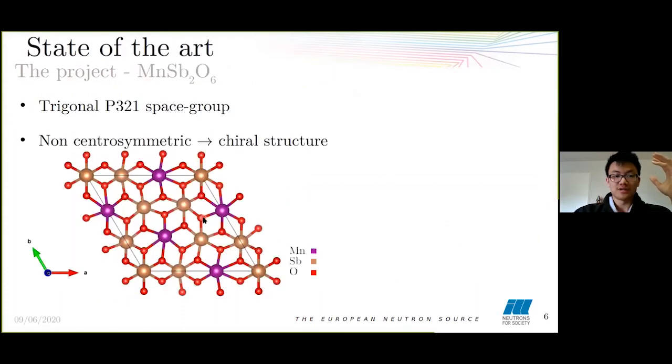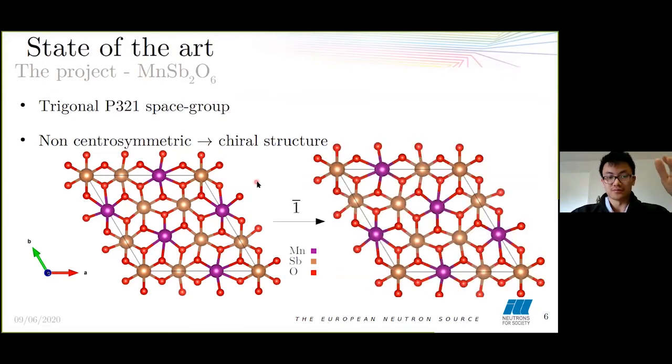Now, let me introduce you to the compound I'm working on. It is MnSb2O6. This compound crystallizes in the trigonal P3_1 space group. So you can see the unit cell of this compound here. It is non-centrosymmetric and it doesn't contain an improper rotation as an element of symmetry. Thus, if you apply an inversion operation on this structure, you get a non-equivalent chiral structure.